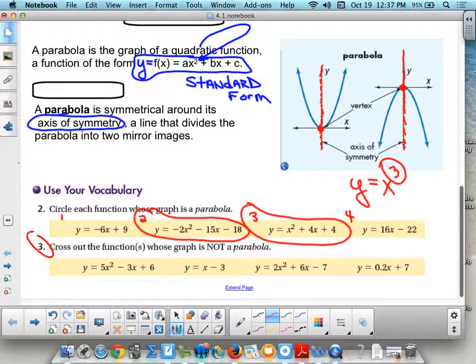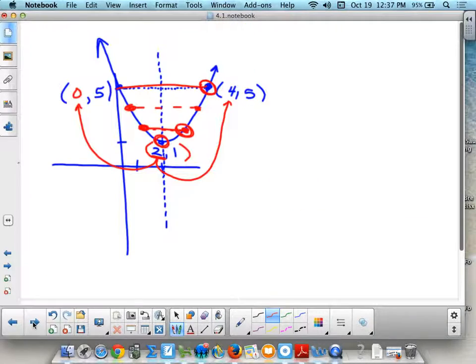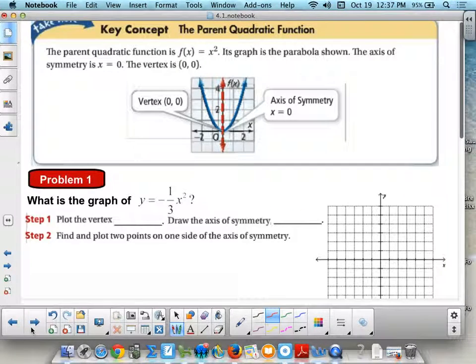Okay, number 3, cross out the functions that are not parabolas. So which ones are not parabolas? 2 and 4. Because 2 and 4 are considered linear, right? Okay, all right, next.